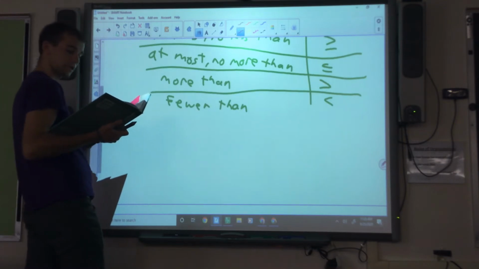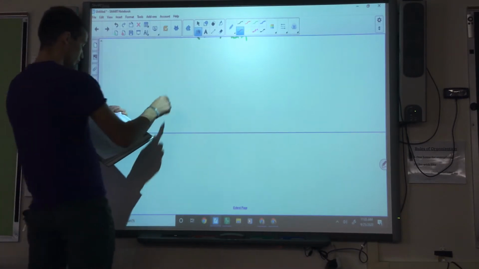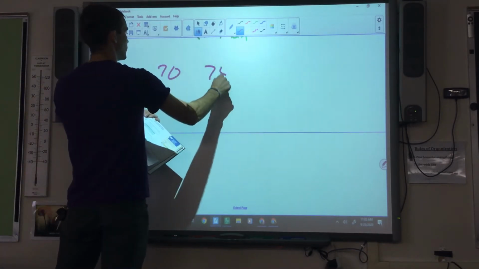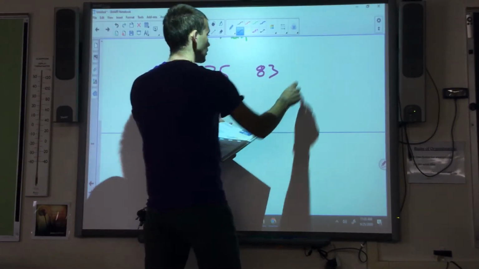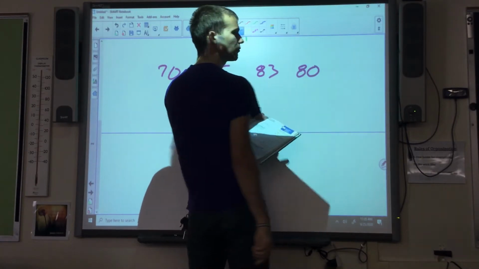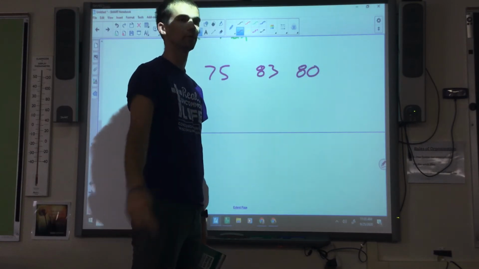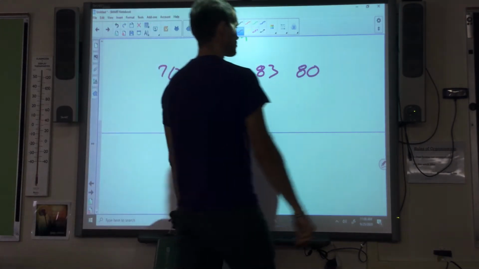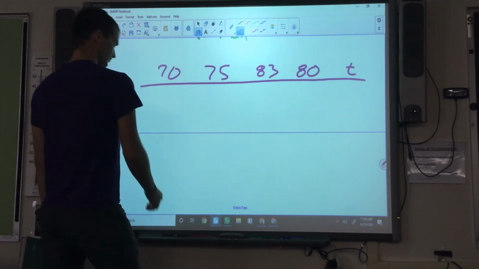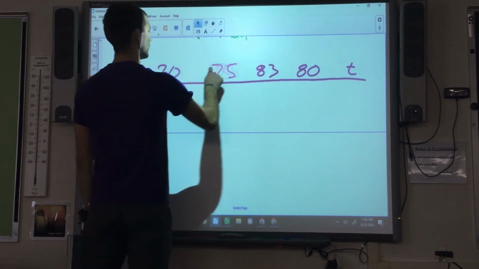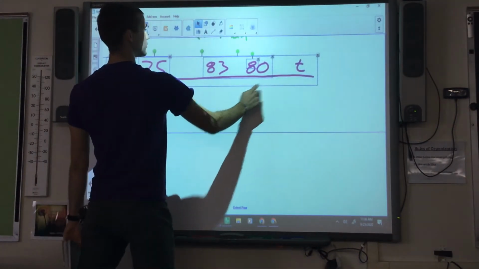Okay, the next section then, make sure you're keeping that in mind, but the next section says the average of 70, 75, 83, 80, and a fifth number. If you don't know what that number is, we automatically just call it a variable. What variable do we want to use? T. I'm going to move this because I want some more room over here.